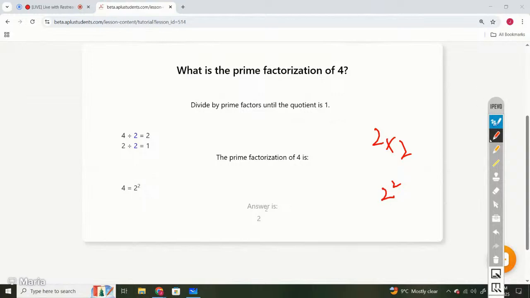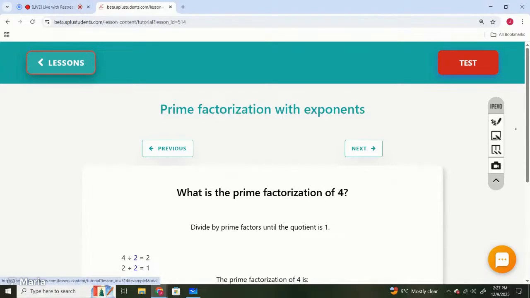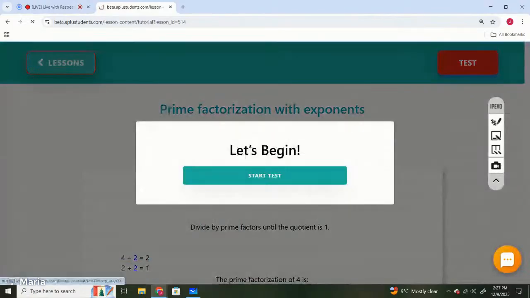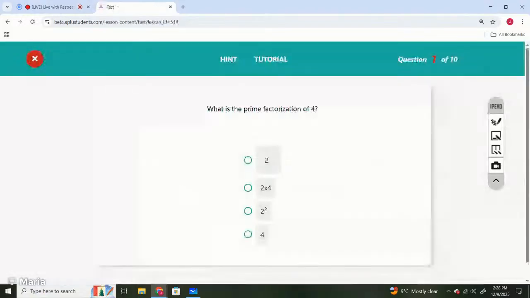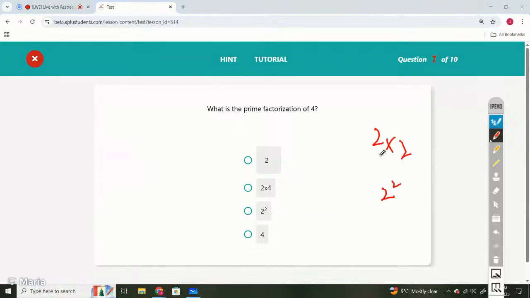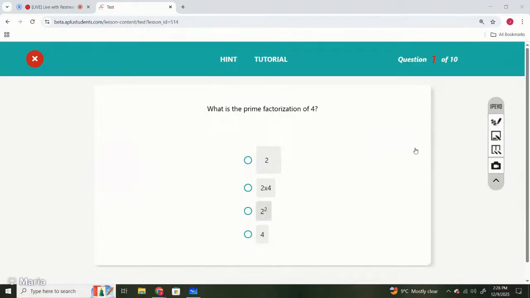Let's just start with the test questions. What is the prime factorization of 4? So here are the prime factors of 4. That is 2 times 2, and we can write it as 2 squared. That is the correct option.